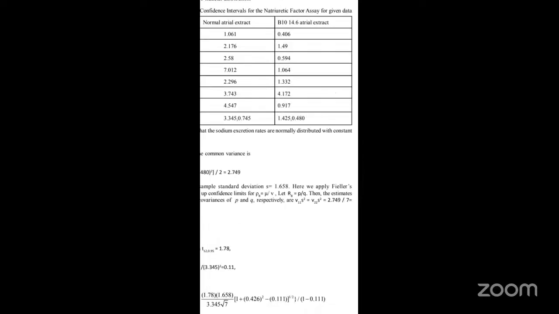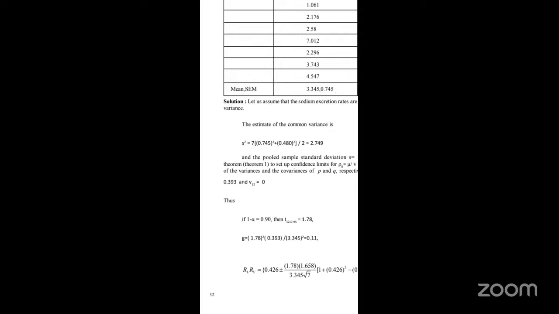Find the confidence intervals for the potency factor assay given the data. Here, we have data for a normal extract and another extract with the means and standardization given. So, let us assume that the sodium extraction rates are normally distributed with constant variance. The estimate of the common variance is s squared equal to 7 into 0.745 whole squared plus 0.480 whole squared by 2. That is 2.2749. And the pooled sample standard deviation is equal to 1.658.